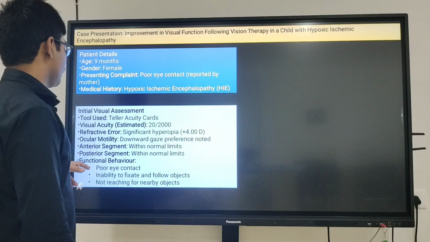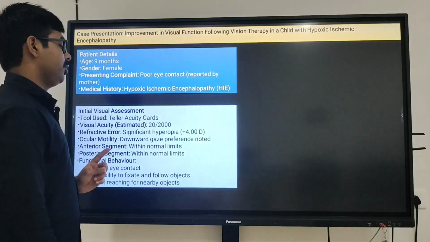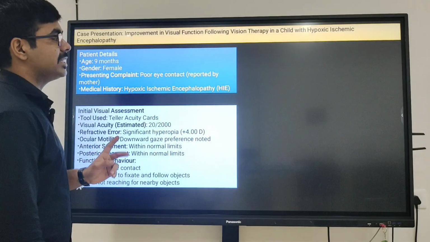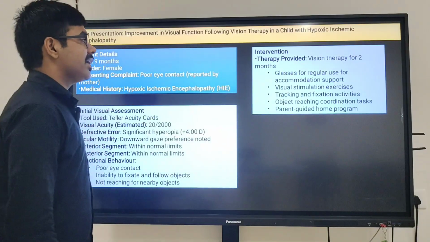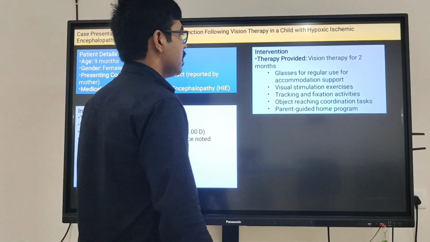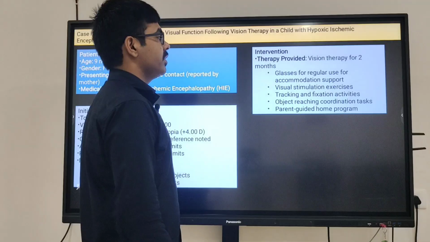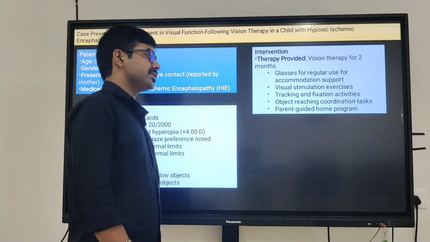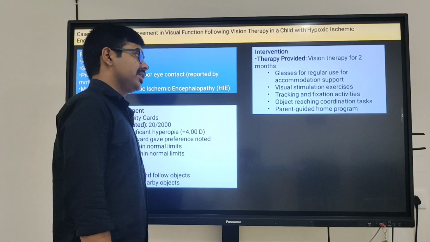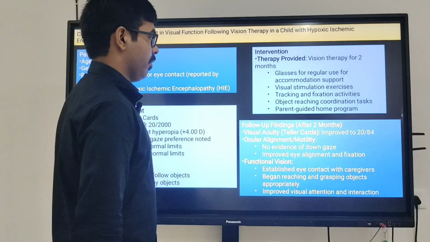In functional vision, we checked poor eye contact, inability to fixate and follow objects properly, and not reaching for nearby objects. We did the intervention for 2 months with glasses to support accommodation, visual stimulation exercises, tracking and fixation exercises, object reaching coordination tasks, and a parent-guided home program.